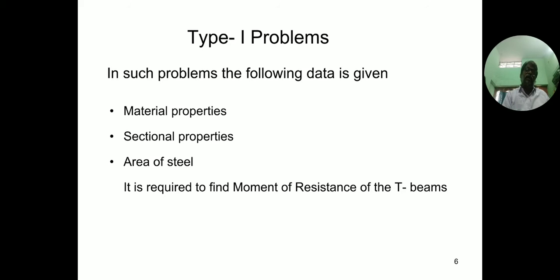It is required to find the moment of resistance of the T-beam. Once again, material properties means fck, fy values. Sectional properties, dimensions of the T-beam, and area of the steel Ast. You have to find out the moment of resistance of the T-beam.